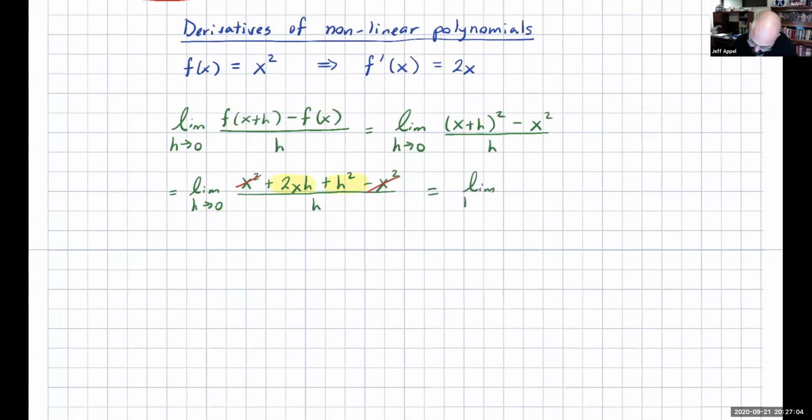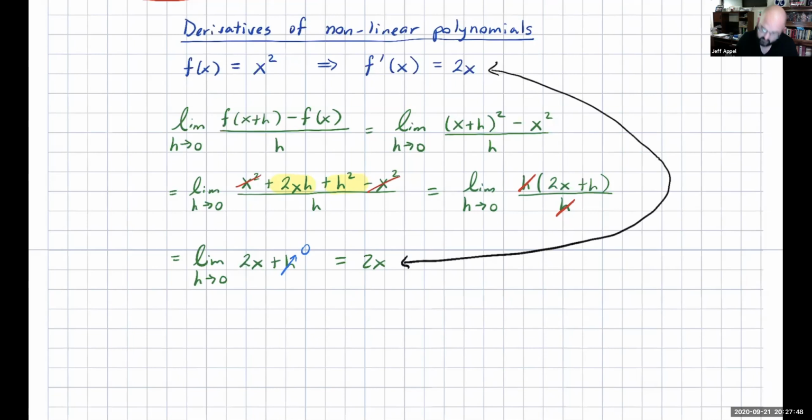So this would be the limit as h goes to 0. If I factor out an h from the numerator, I'm going to get 2x plus h over h. And now that problematic h that we had in the denominator is gone. We cancel that out. And so from here, we get the limit as h goes to 0 of 2x plus h, where this h, when you plug in 0, just goes away. And so all that we're left with is 2x. But notice that that is exactly what we got at the beginning.